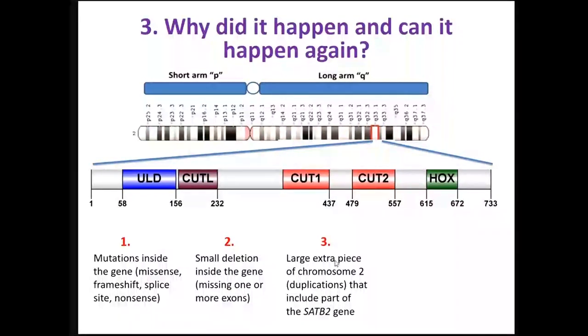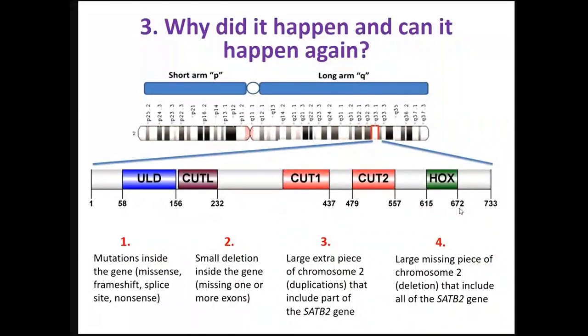The third way you can get it is you can have an even larger piece missing. So you're now missing not just a chunk of the gene, but the whole gene plus other genes around it. I'll show you a figure of how that is. And then the last way, oh, actually I got this backwards. This is for extra pieces, duplication. Same idea, you have an extra piece in chromosome 2 that involves this gene, or again, you can have a deletion, which is a piece missing that includes all of the SATB2 gene.